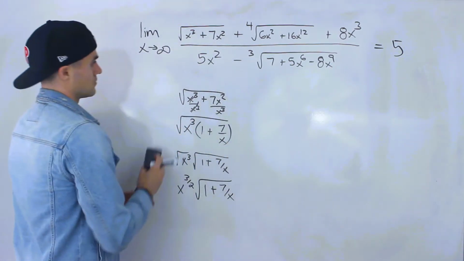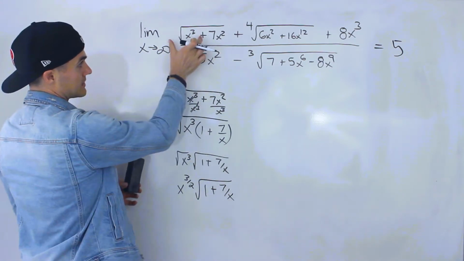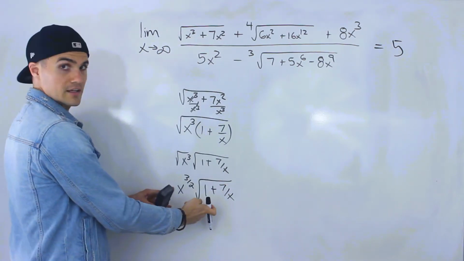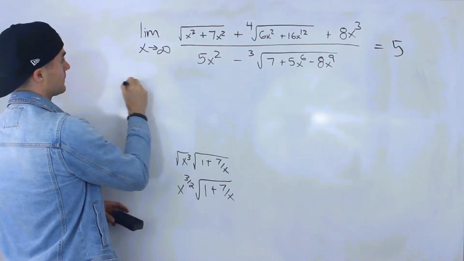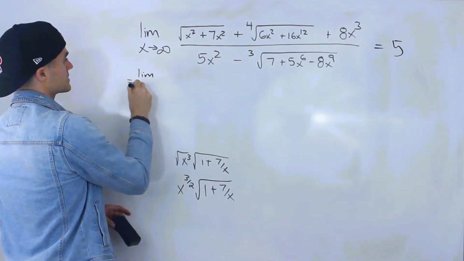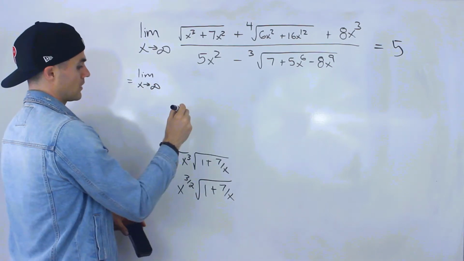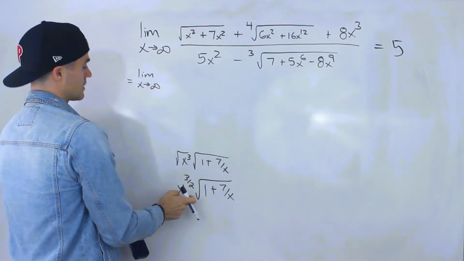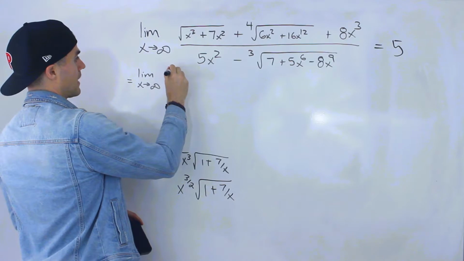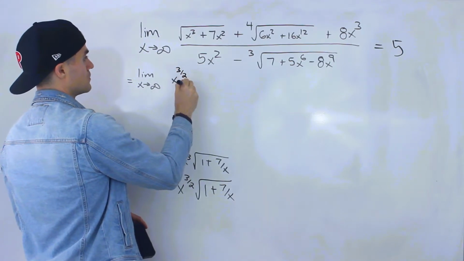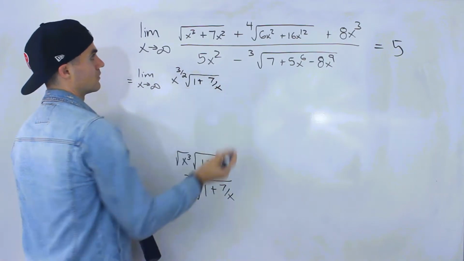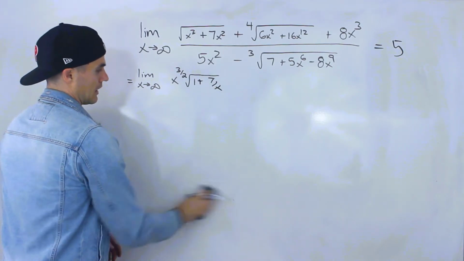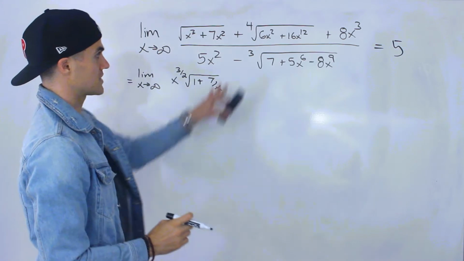Okay, so basically I took this and converted it to this form. If we continue this limit, we'll have the limit as x approaches infinity. I'm going to write these one by one. So this I'm going to write in that new format: x to the power 3 over 2 times the square root of 1 plus 7 over x. And now I'm going to follow the exact same process with these two.